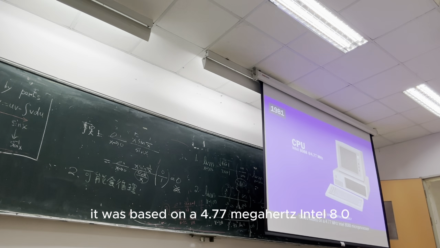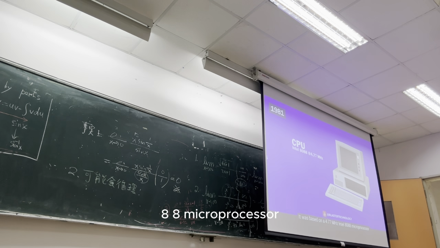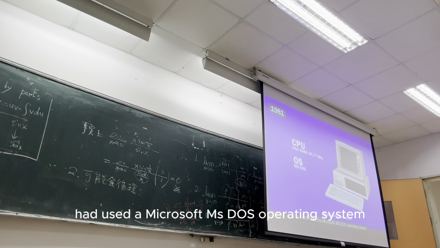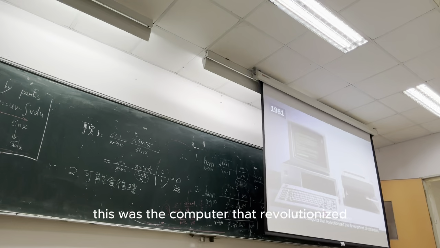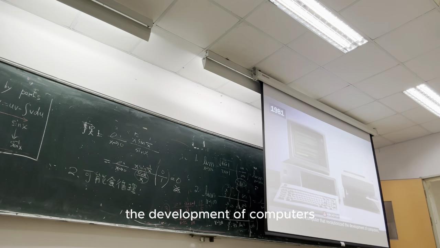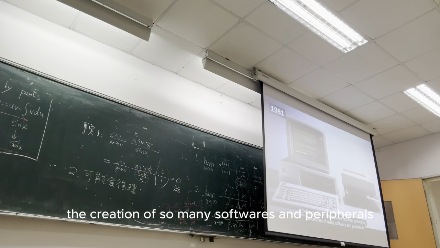In 1981, IBM launched the first IBM PC, officially known as the IBM Model 5150. It was based on a 4.77 MHz Intel 8088 microprocessor and used a Microsoft MS-DOS operating system. This was the computer that revolutionized the development of computers, being cloned on a large scale and thus generating the creation of so many softwares and peripherals.